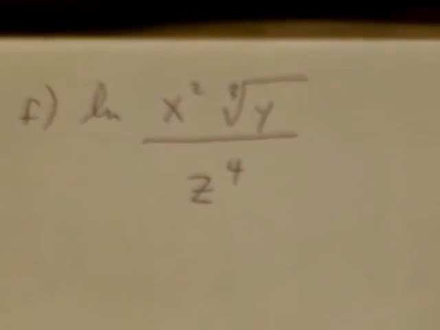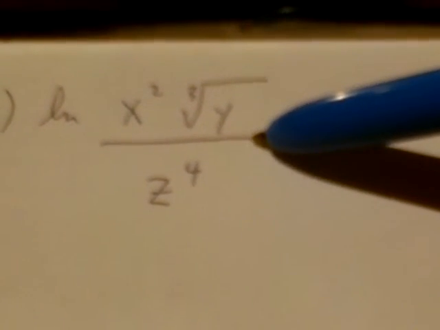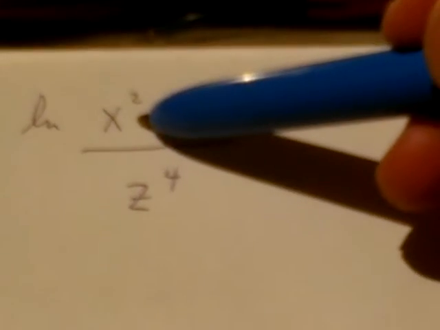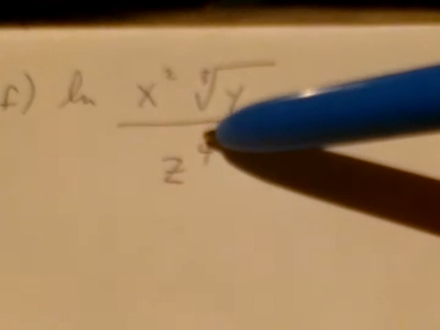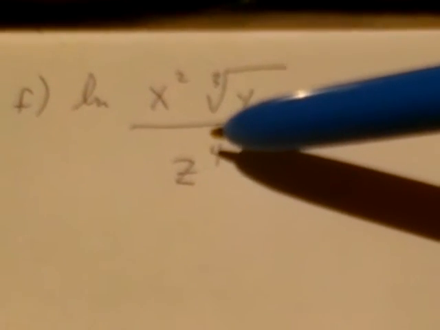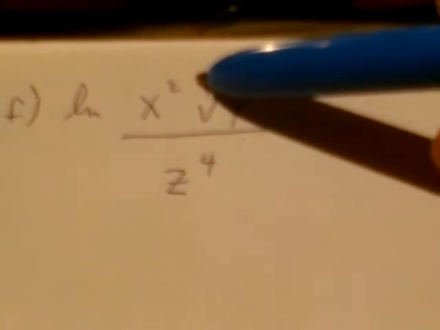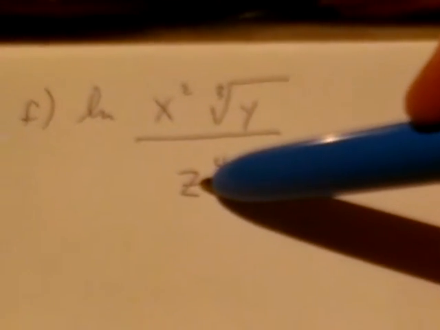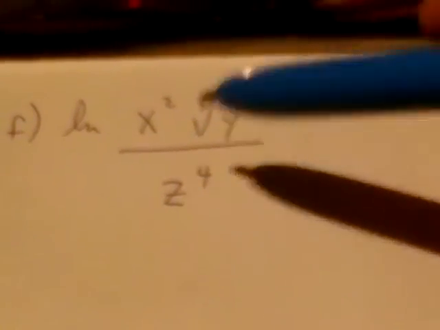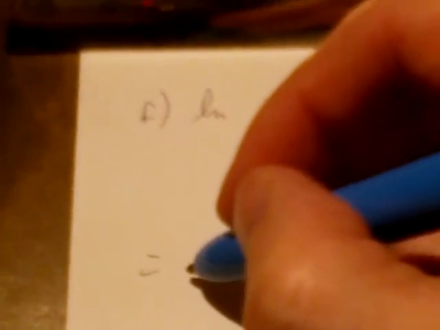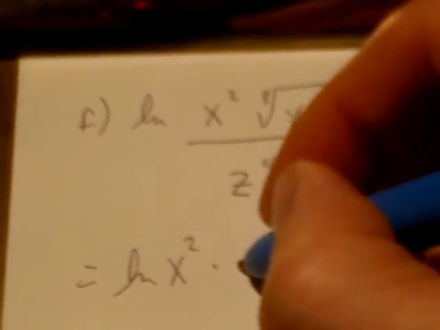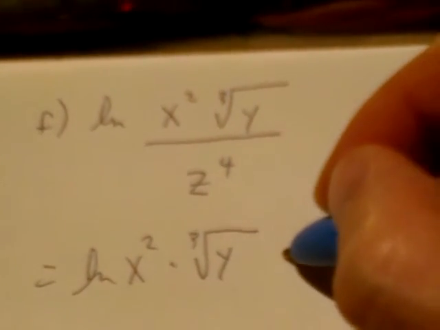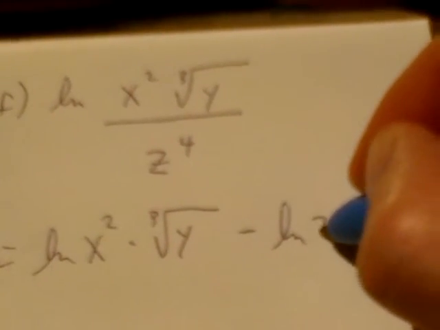It looks kind of nasty, but it really isn't all that bad at all. Alright, so here is again what I see. I see a division right here, so that's where I'm going to start. I know there's a multiplication up here, but this is within the fraction, so I'm going to deal with the biggest part that I can first, which is the bottom part of the fraction. This part applies to everything up here, so I'm going to deal with it first. So when things are divided, we subtract the exponents. So that means we're going to have the natural log of x squared times the cube root of y minus ln z to the fourth.